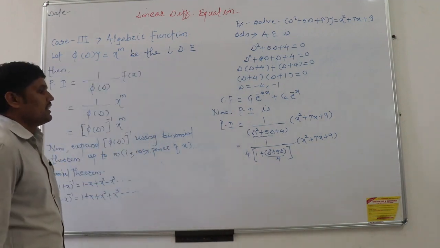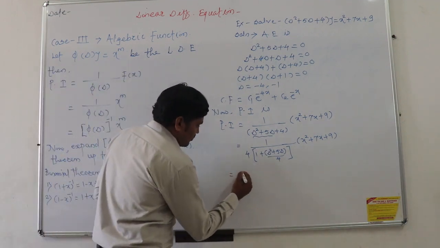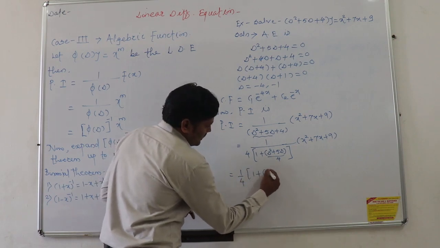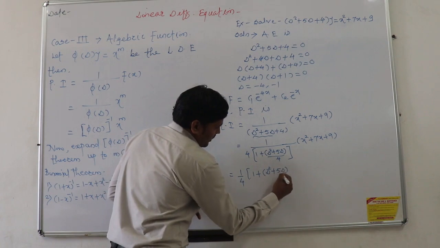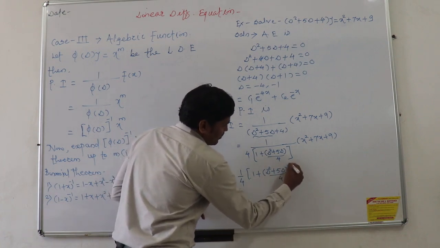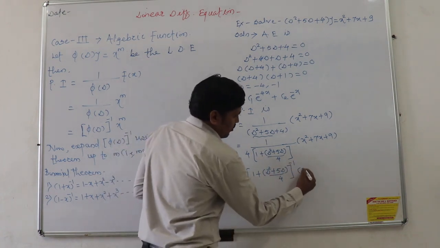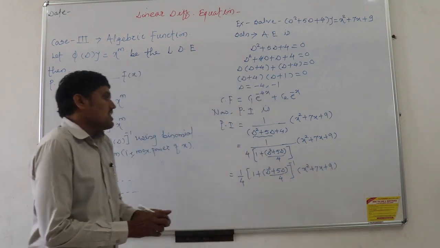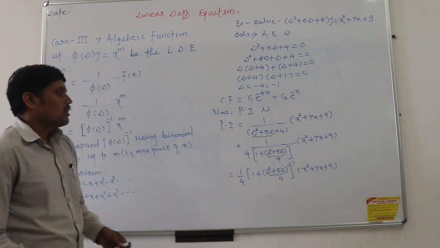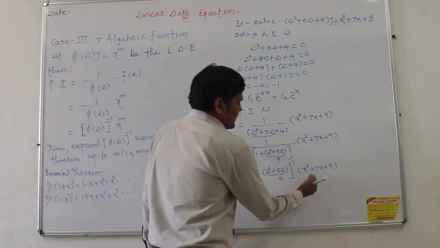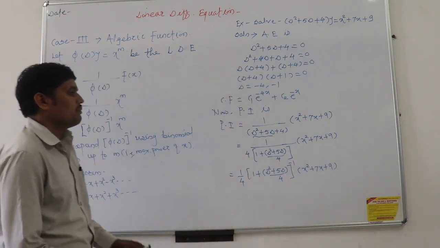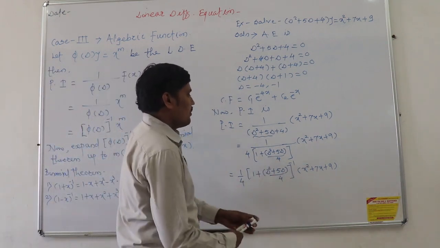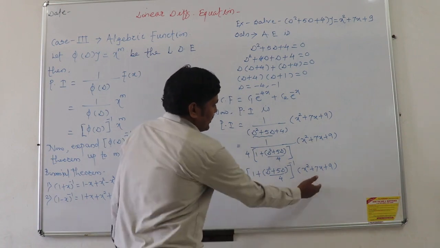Then write it in the numerator, so it becomes 1 by 4 into bracket 1 plus D square plus 5D upon 4, bracket raised to minus 1, into x square plus 7x plus 9. Now we can simplify it as it is, or we can also simplify it by separating these three terms.